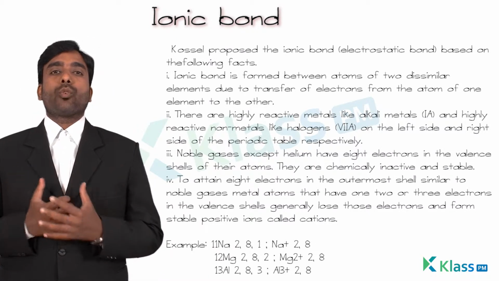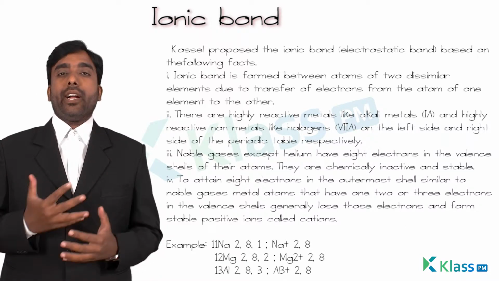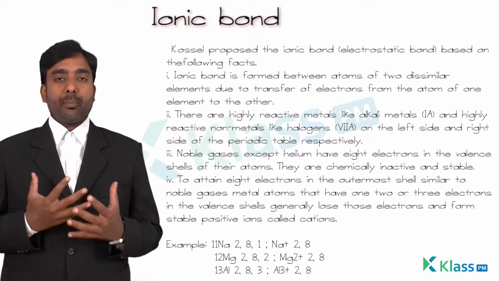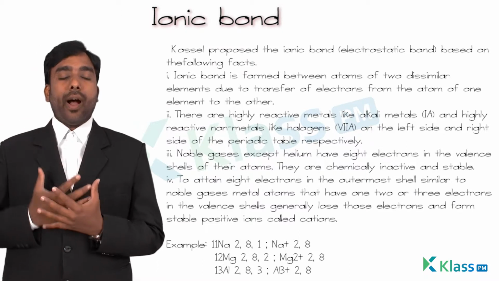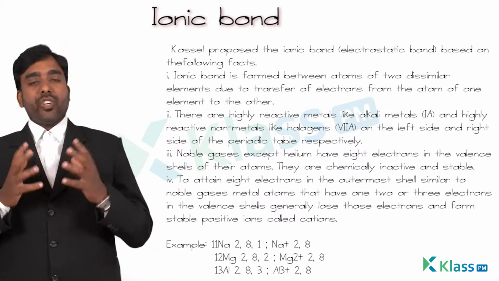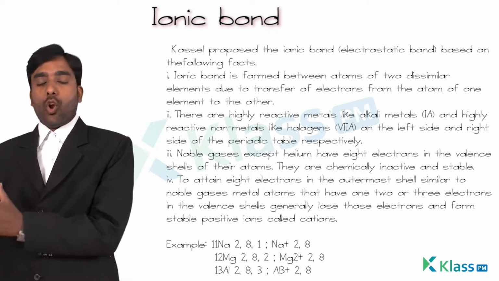In today's class we are going to discuss the first type of chemical bond, that is ionic bond. Based on the Kossel and Lewis approach, that is the octet rule, we are now going to learn what an ionic bond is and how this bond is formed between two different atoms. Generally the ionic bond is formed between metals and non-metals.